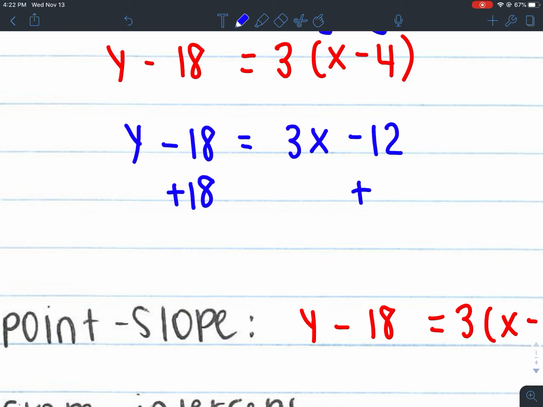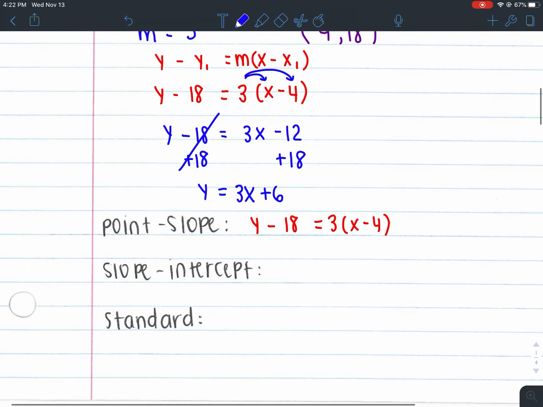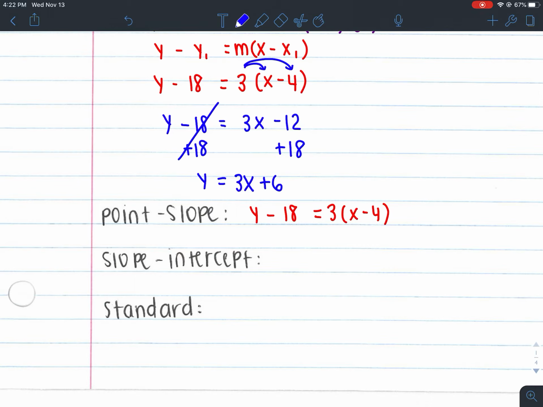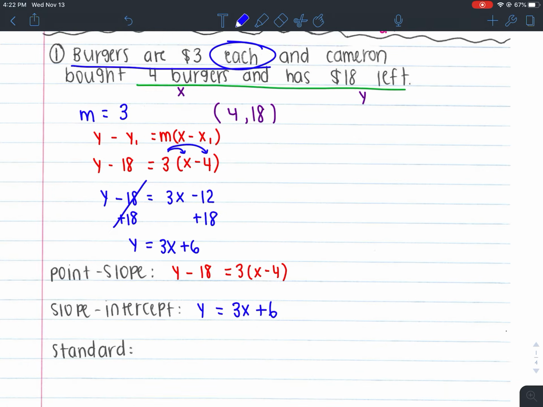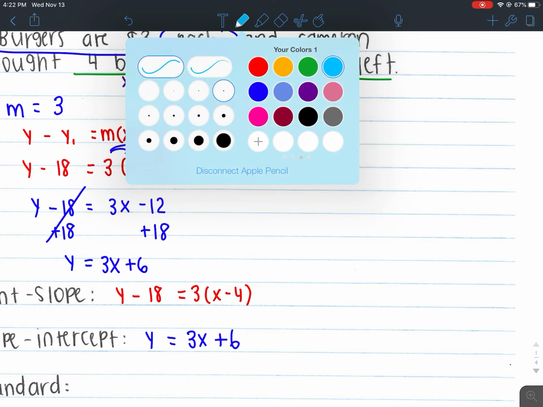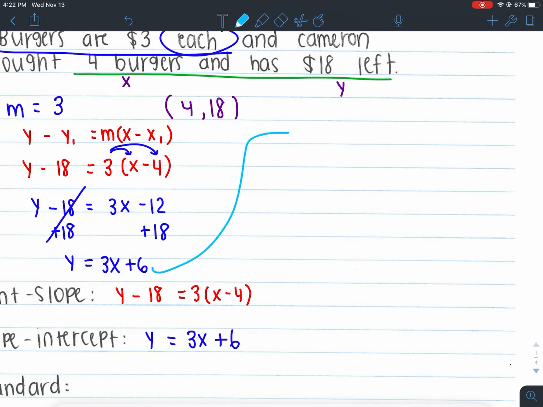And we want to make sure we add to like terms. You can't add terms that aren't like. They won't combine. So y equals 3x, negative 12 plus 18 is positive 6. Is this y equals mx plus b? Yes. So I'm going to go ahead and write that down as my slope-intercept. Okay. The next problem, and I'm going to go ahead and copy this up here because I ran out of room.